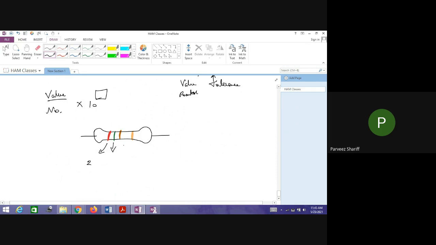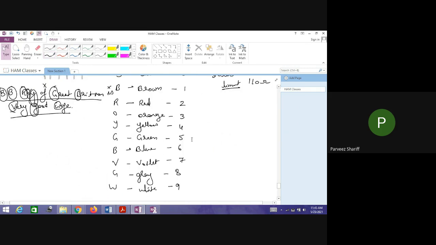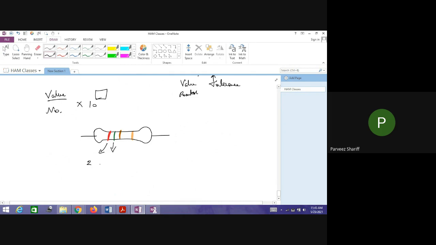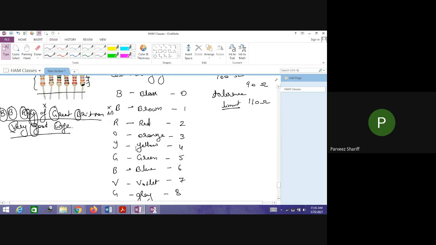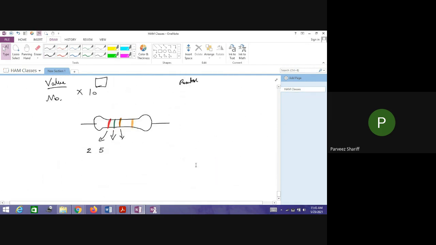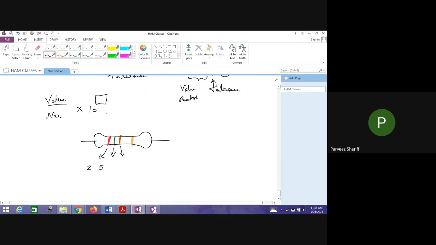Next, there is a green strip. What is the value of green? It is 5. Let us write this as 5. Then there is a brown strip. What is the value of brown? Brown is 1. I told you the last strip value should be 10 to the power of, so I can write 10 to the power of 1. So the value of the resistor is 250 ohms. By looking at the color code, I can define the value of a resistor.